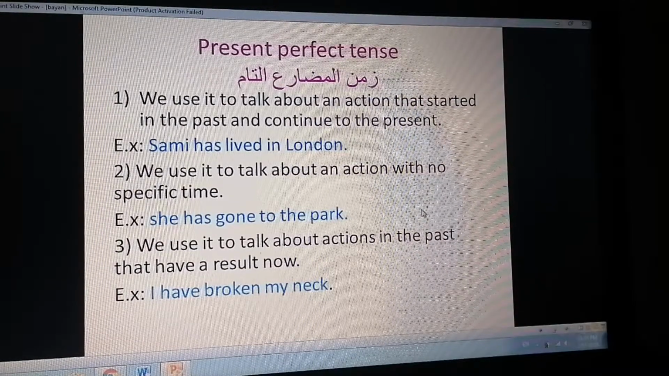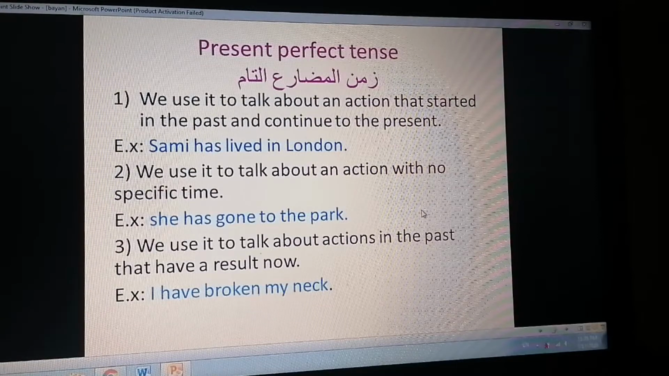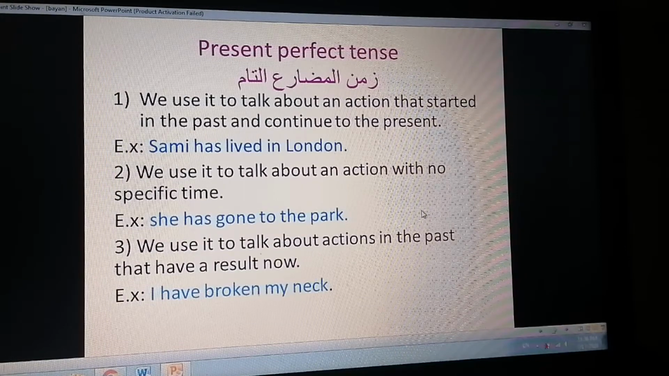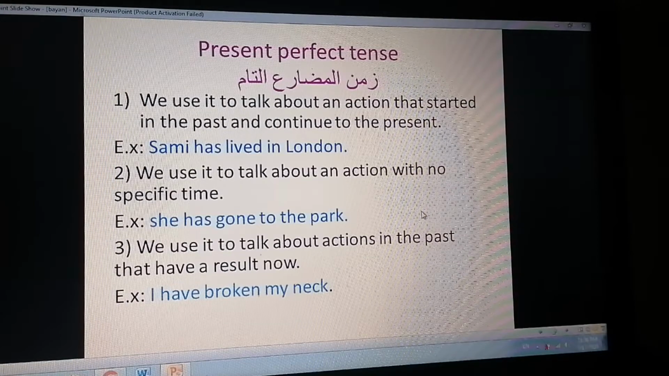The last one. We use it to talk about actions in the past that have a result now. Like, I have broken my neck. When you want to talk about an event that started in the past whose effects still continue to the present, we use the present perfect, not simple past. I broke my neck in the past, but what are the effects present now? When anyone sees me and sees that my neck is broken, it indicates that it happened in the past but its results are in the present.